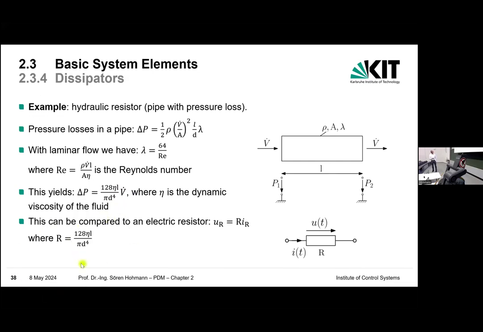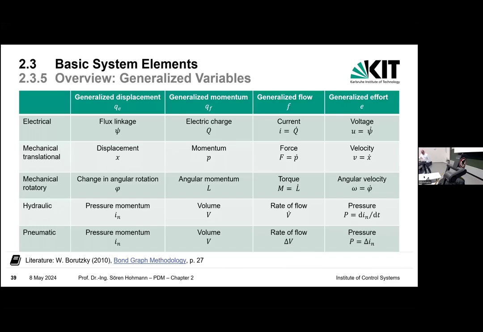So, as you see here, same situation for an electric resistor. Well, if we glue everything together, and here you find it tabulated, you find out there is always a generalized flow and a generalized effort. In electrical engineering it's depicted here. In translational mechanical engineering, you find force and velocity.